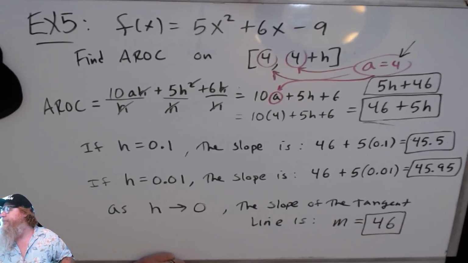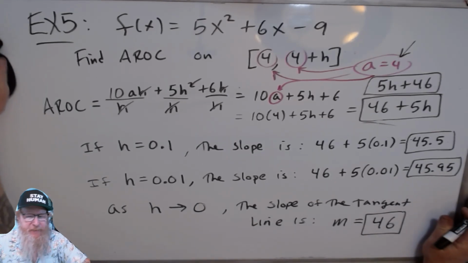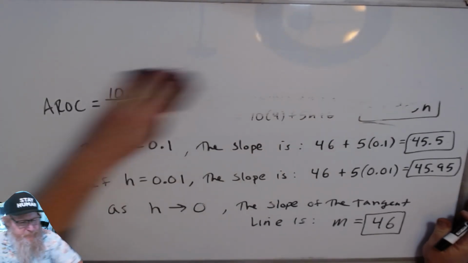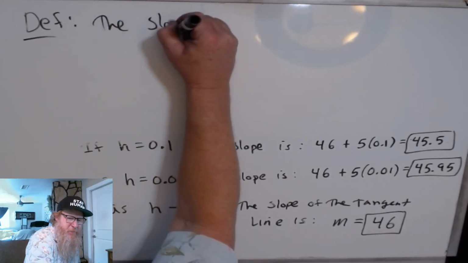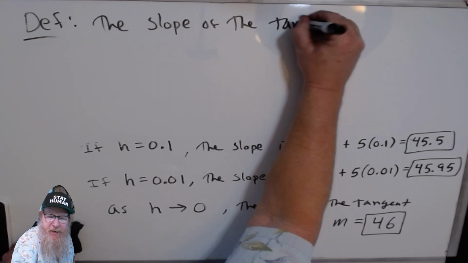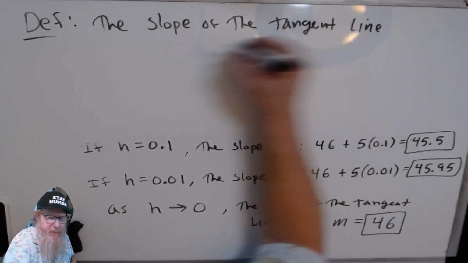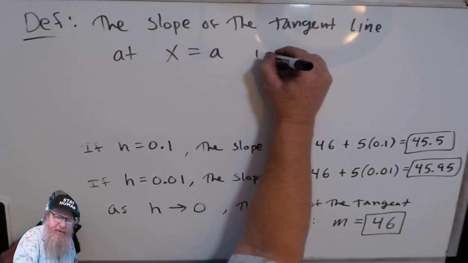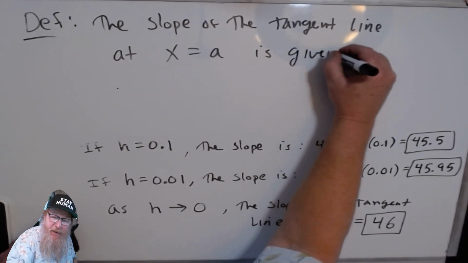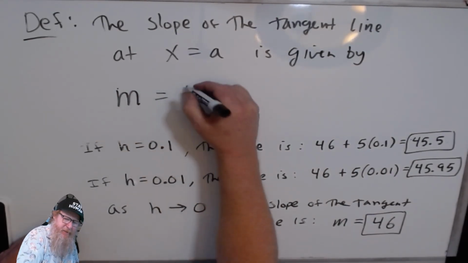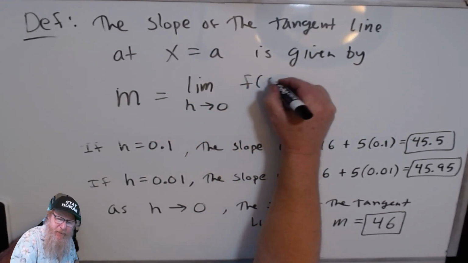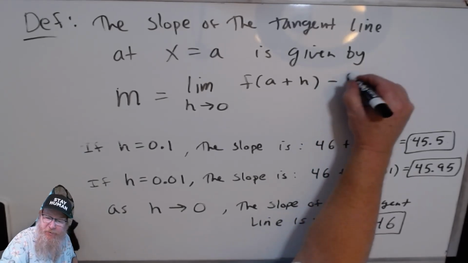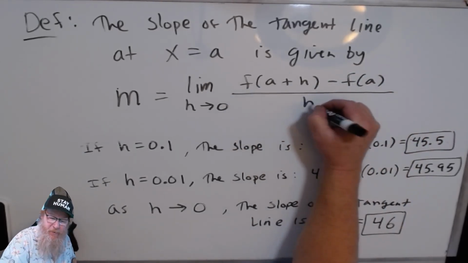Okay. So let's formalize that. The slope of the tangent line at x equals a is given by the limit as h approaches 0 of f of a plus h minus f of a all over h.